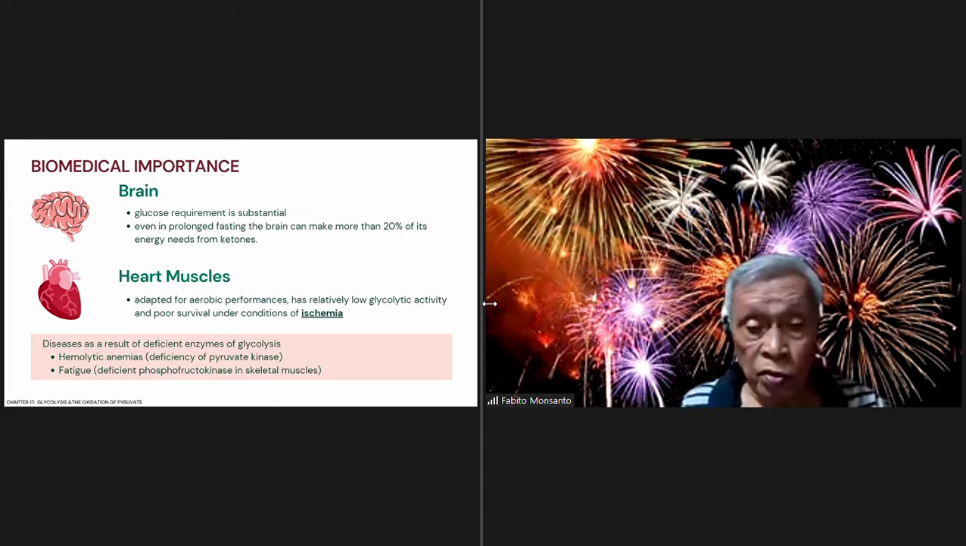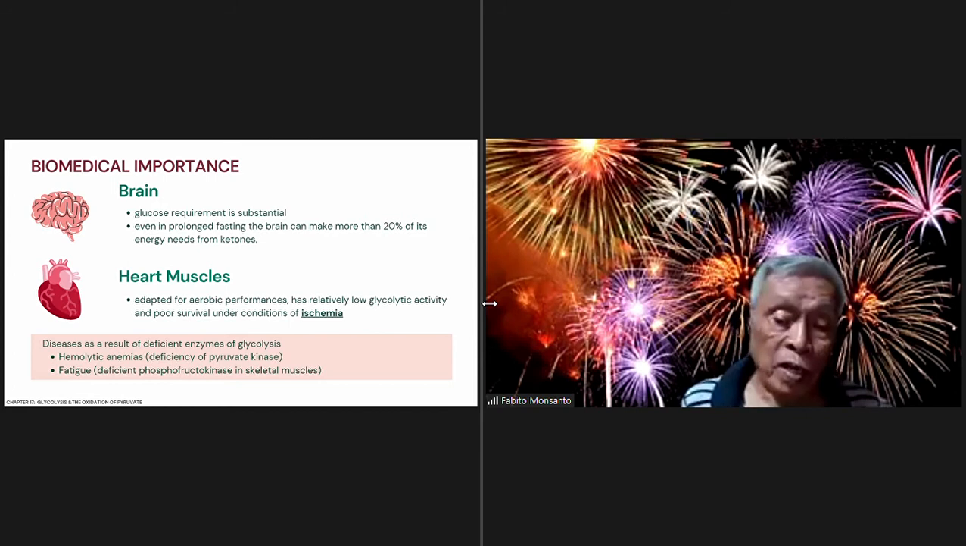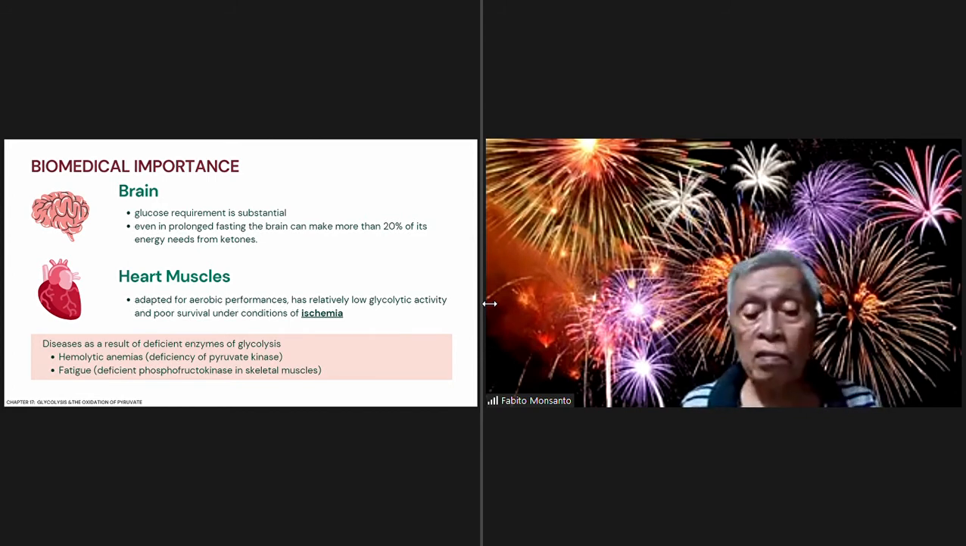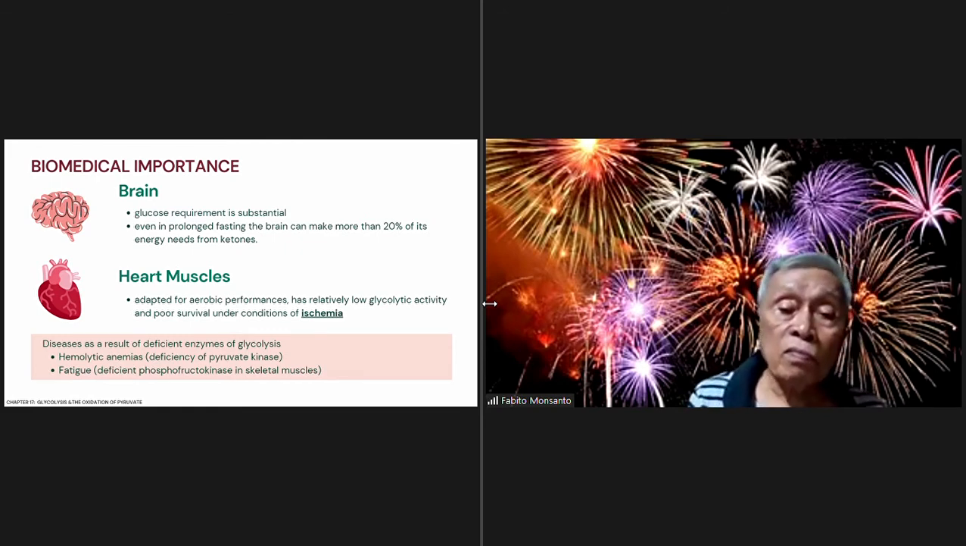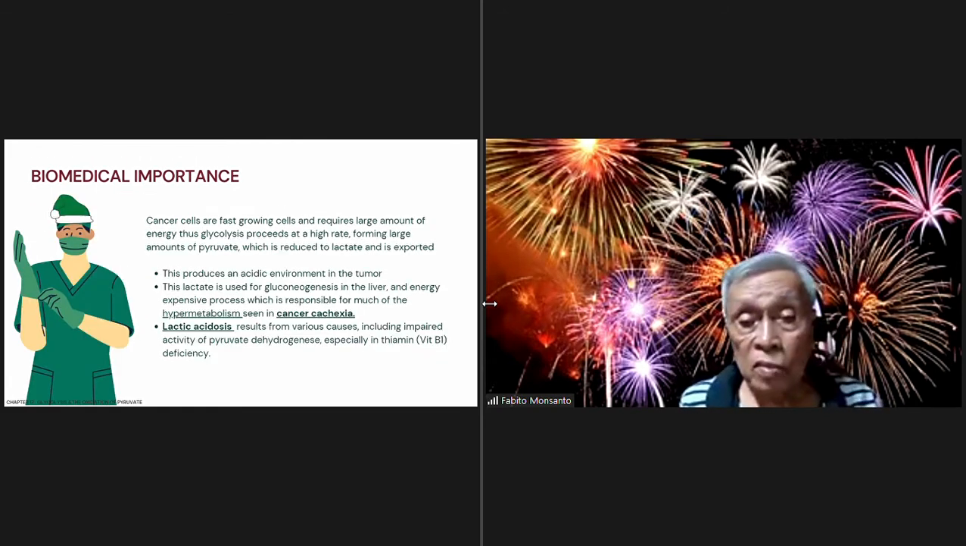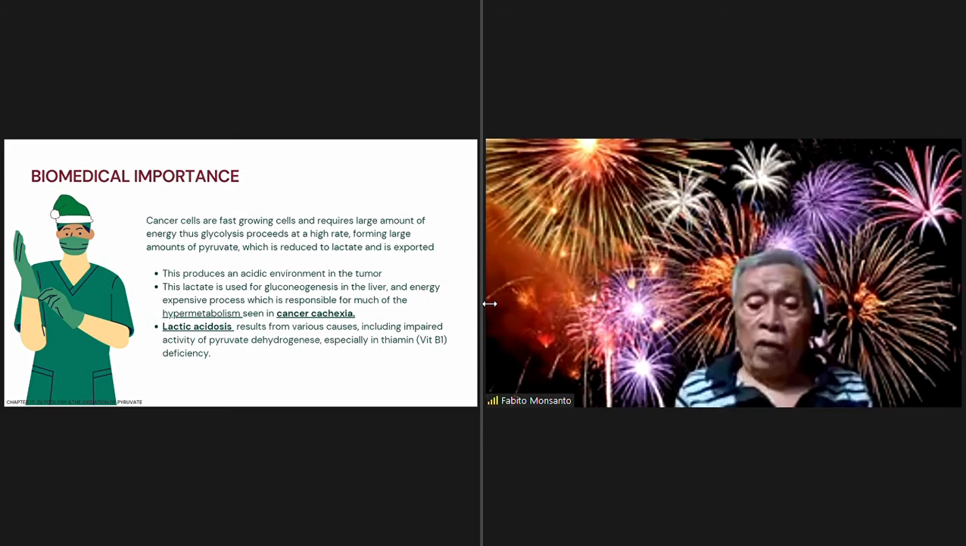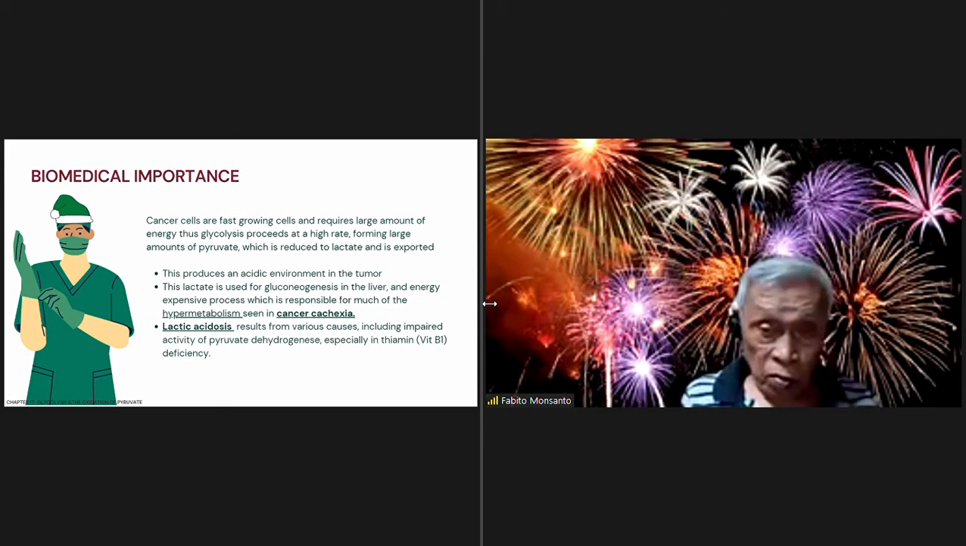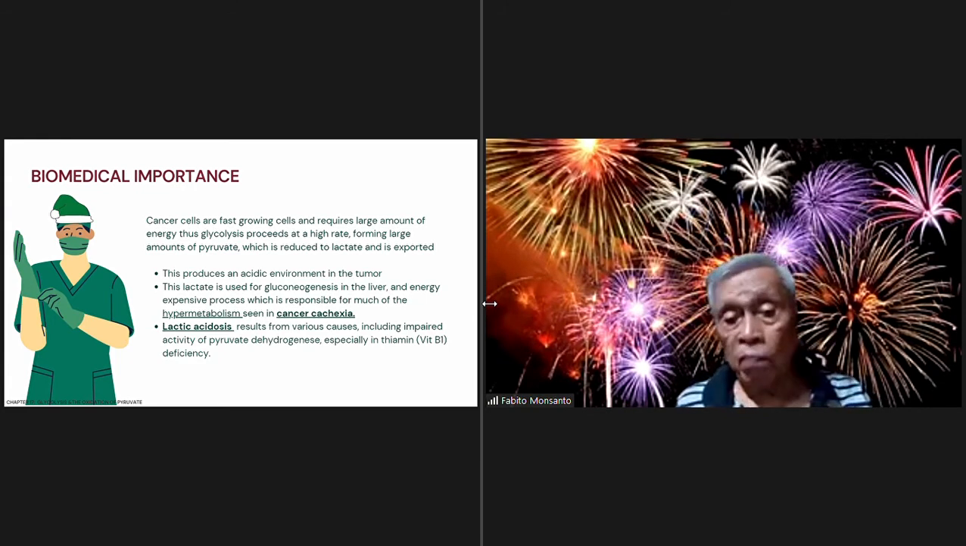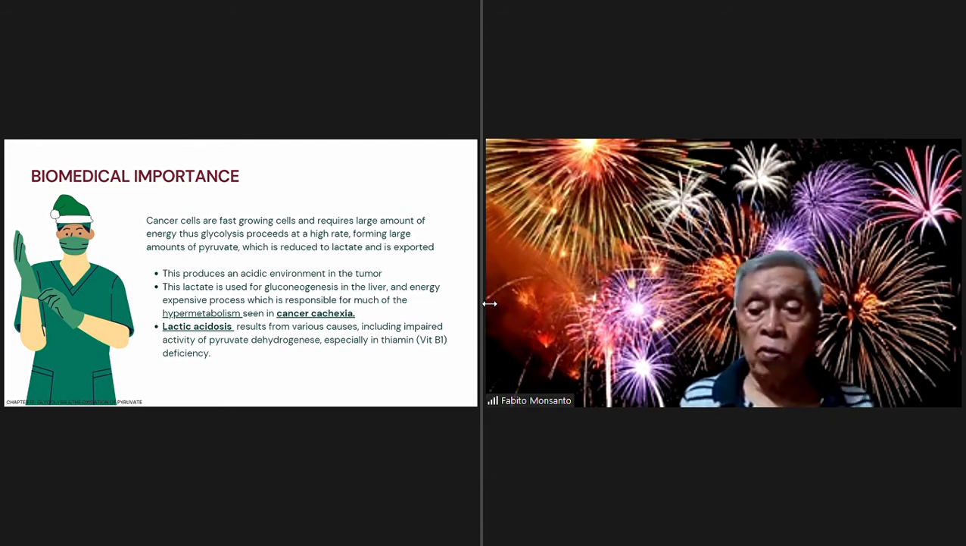Diseases as a result of deficient enzymes of glycolysis: hemolytic anemia, and usually the enzyme there is pyruvate kinase. Fatigue is usually due to deficient phosphofructokinase in the muscle. Cancer cells are fast-growing cells and require large amounts of energy. Their glycolysis proceeds at a high rate, forming large amounts of pyruvate, which is reduced to lactate and is exported.